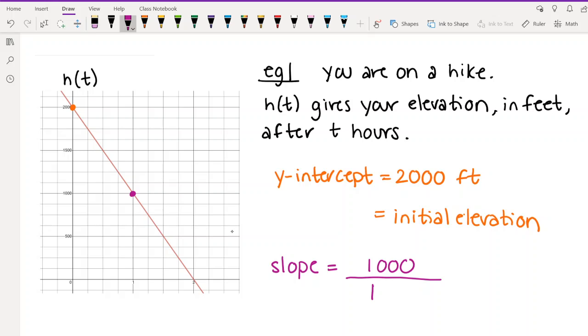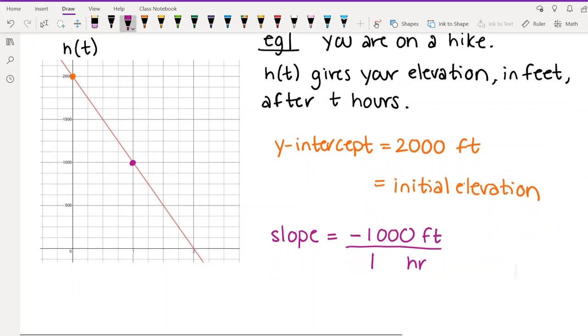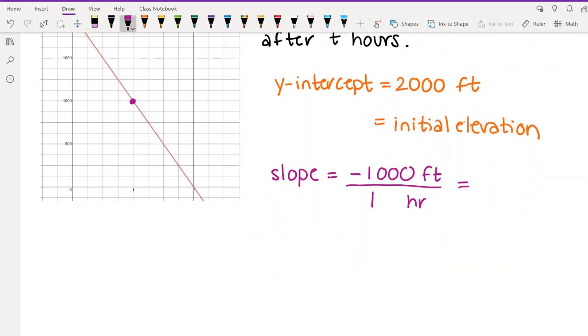Well, the slope should be negative, right? It's going down. That's what I was saying in the last video: when you're finding the slope from a graph, it's very easy to make mistakes with the sign. So just look at your graph and make sure that you have the right sign. This should be negative, since we're going down as time goes on. And then what are our units? Remember the outputs of this function represent the elevation in feet, and the time represents the number of hours. So our slope is negative 1000 feet per hour.